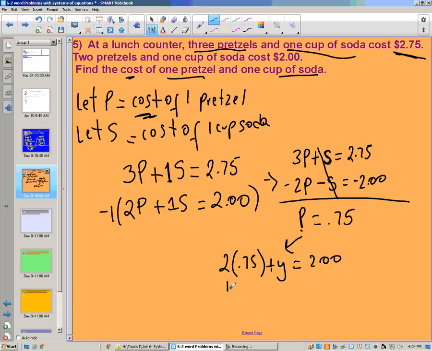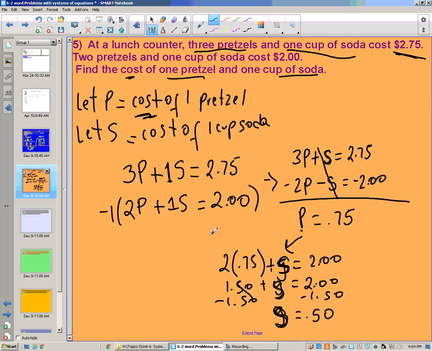Okay, so then I have what? 150 plus S is $200, minus 150 on both sides, and then we're left with S equals 50 cents. Oh, sorry, this should have been S. This should have been S. My apologies.